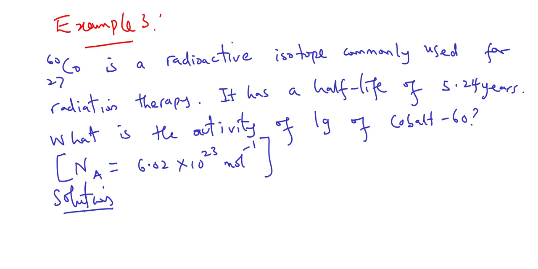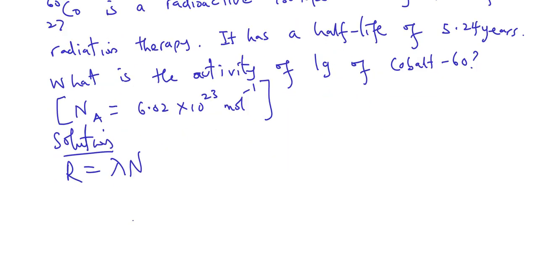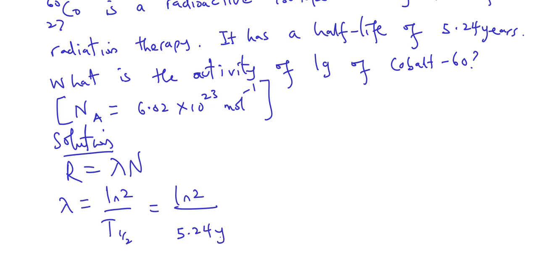So what we do is, of course, we want to calculate the activity. The activity can be obtained from lambda N, where lambda is the decay constant. Since we are given the half-life of 5.24 years, we can determine the decay constant from the half-life. Lambda can be obtained using ln 2 over the half-life, which is ln 2 over 5.24 years. So we convert this 5.24 years to seconds.